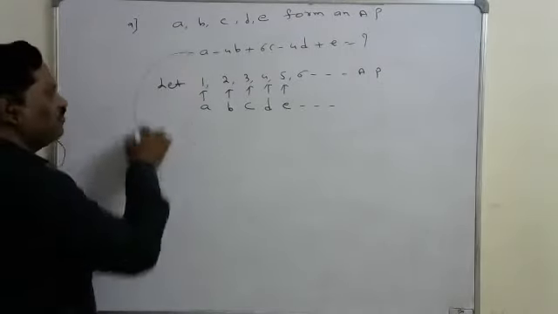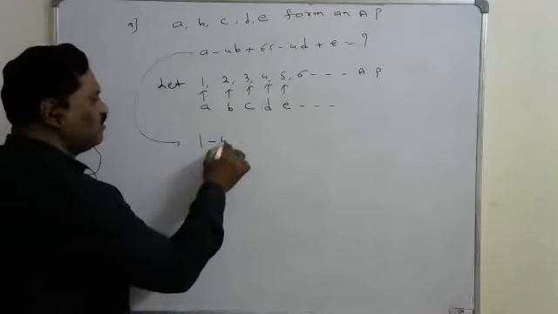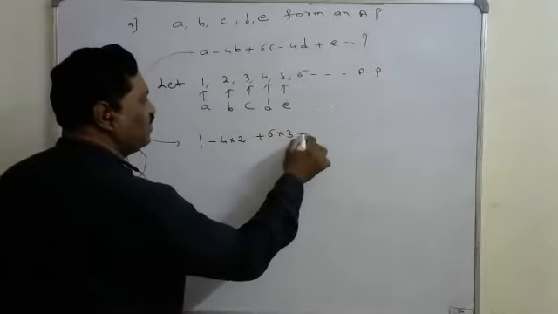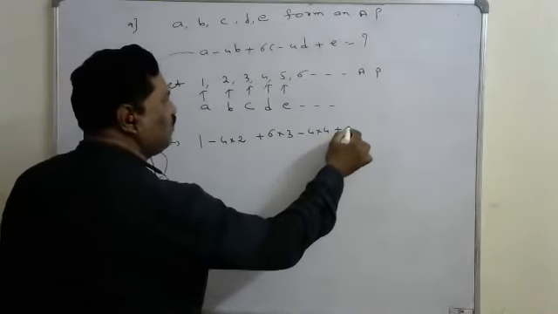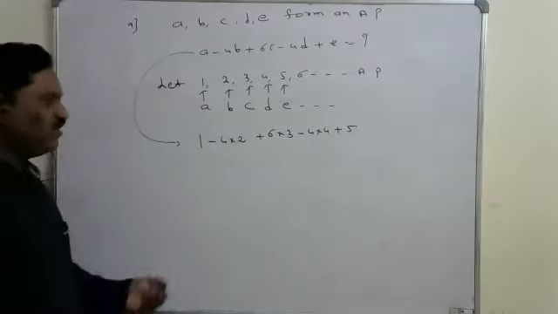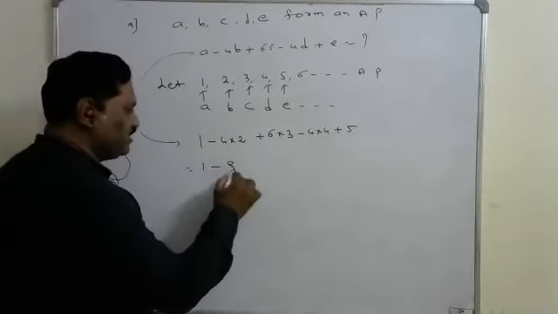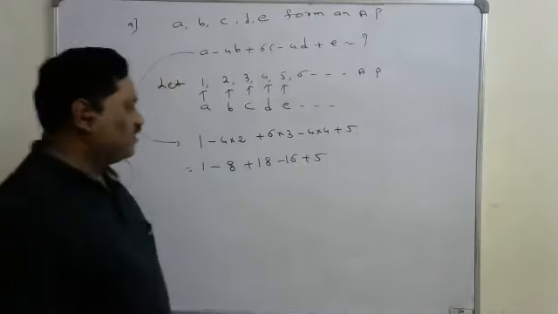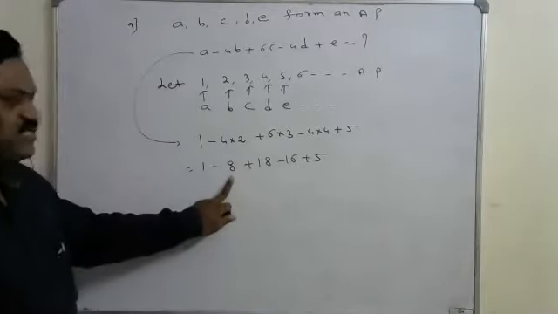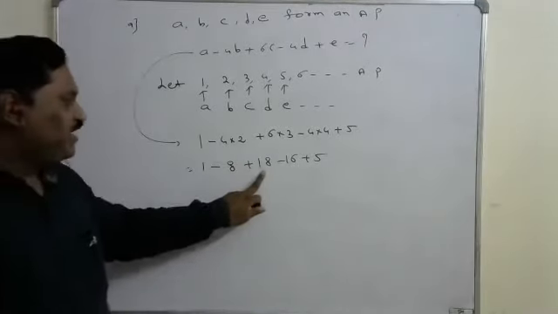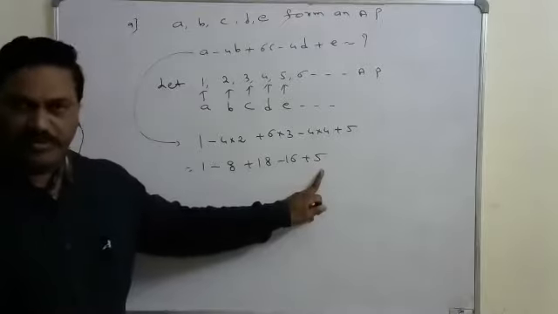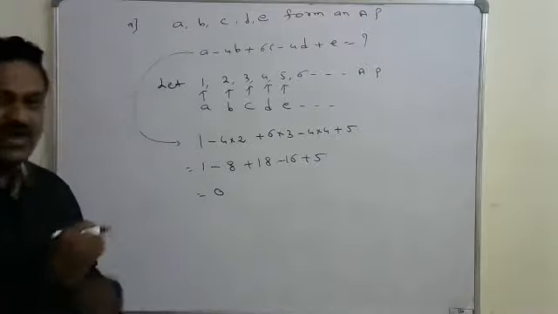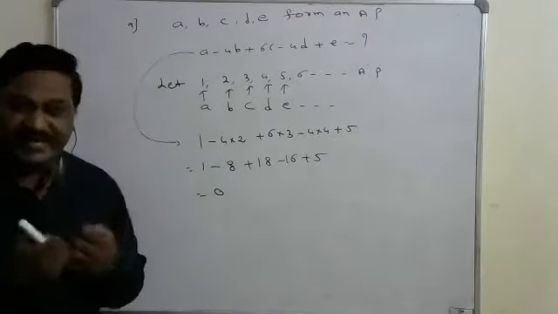Now I will find the value of this. A is 1, minus 4 into B is 2, plus 6 into C value is 3, minus 4 into D value is 4, plus E is 5. So directly you can calculate that it is 1 minus 8 plus 18 minus 16 plus 5. So what is the value of this? Minus 16 minus 8, that is minus 24. 18 plus 1, 19 plus 5, that is 24. 24 minus 24, its value is 0. Like that we can easily get the answer.